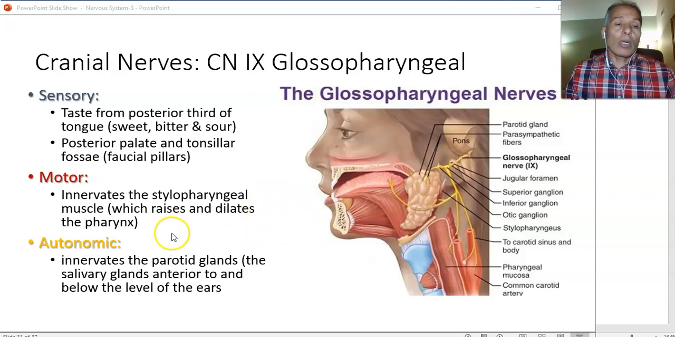So the motor branch innervates the stylopharyngeal muscle. Styloid process and pharynx. We discussed it in the articulation unit. This muscle raises and dilates the pharynx for feeding. The autonomic innervates the parotid gland, as I mentioned, which is the biggest salivary gland that we have.